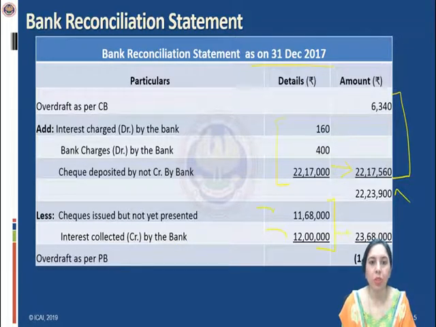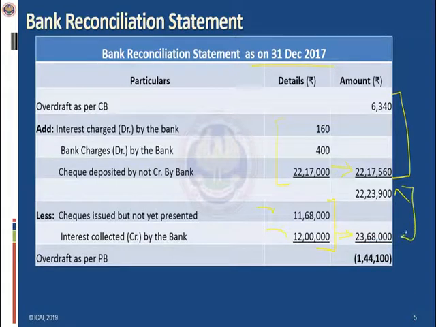Taking the total of these two figures, you get 23,68,000, and the difference between these two figures is coming as negative. You will see this amount is smaller, the subtraction amount is bigger. So you are getting the negative balance. Negative balance means this is showing as overdraft as per passbook. So this much is the overdraft as per passbook. So this is the solution regarding the overdraft balances in case you get. So how you interpret the same.